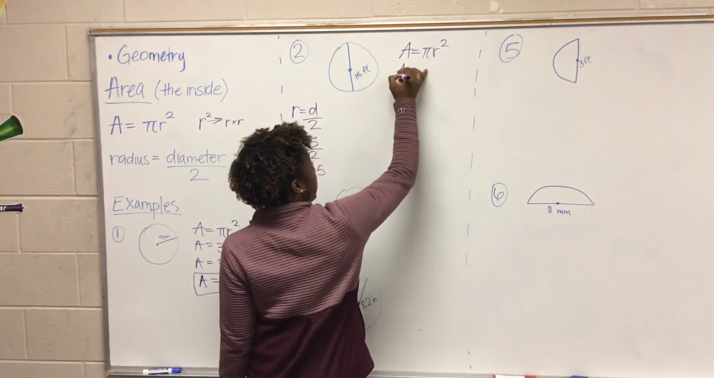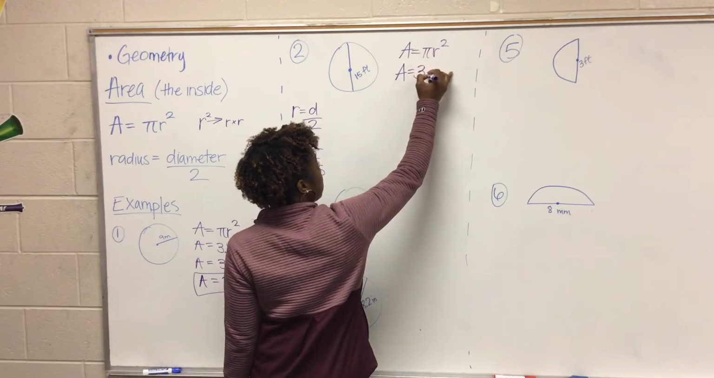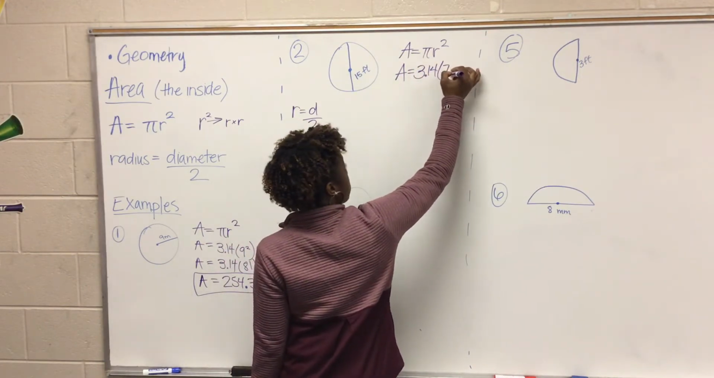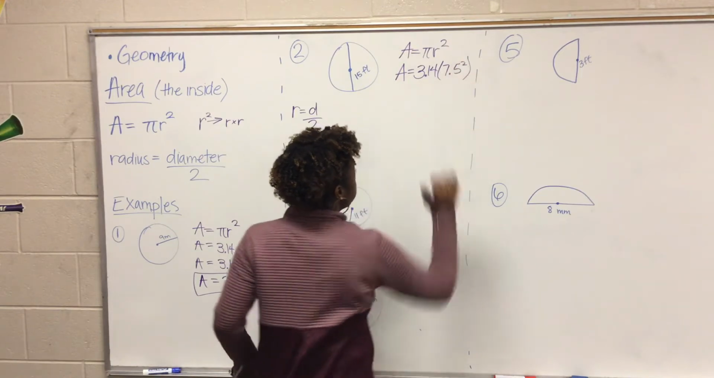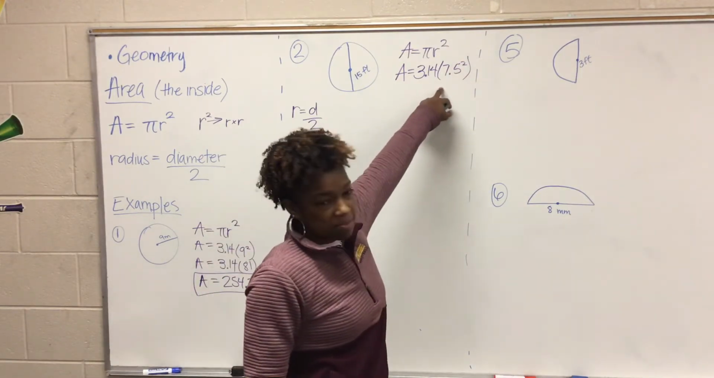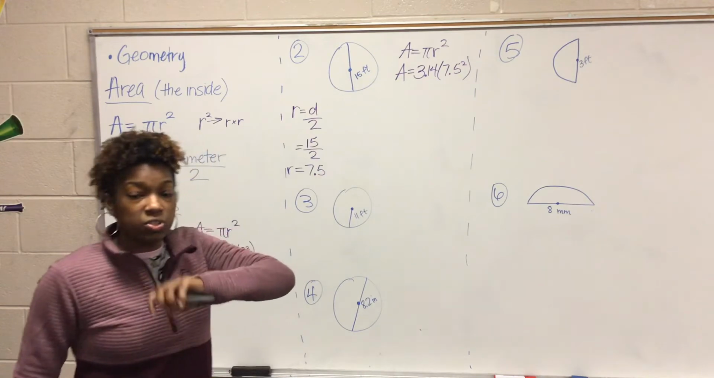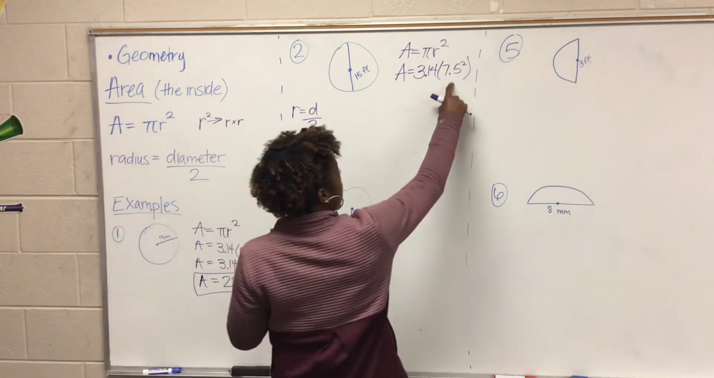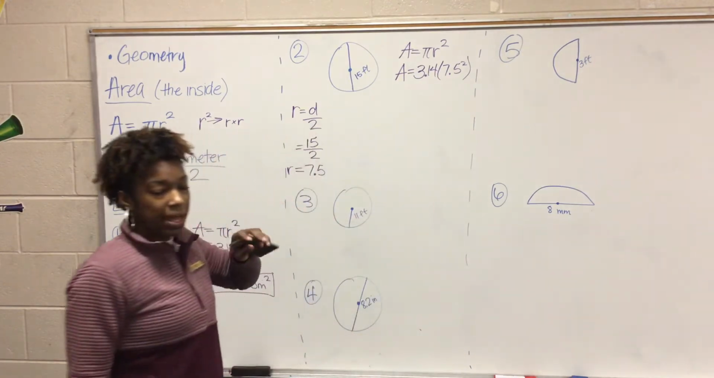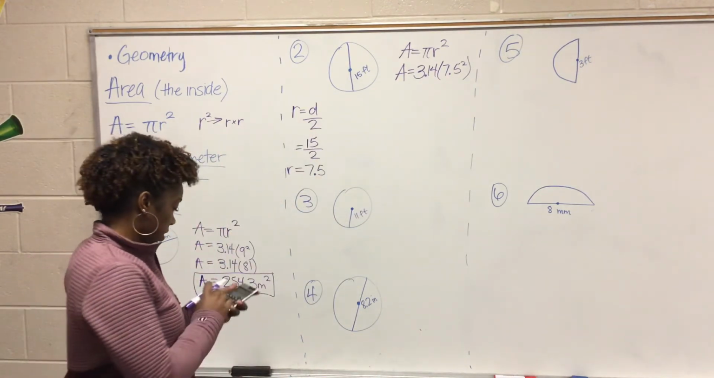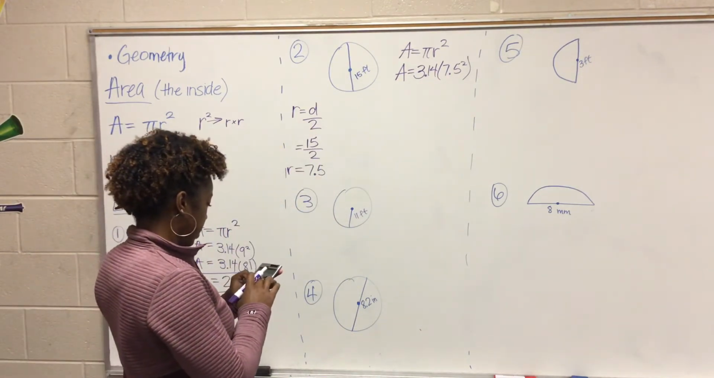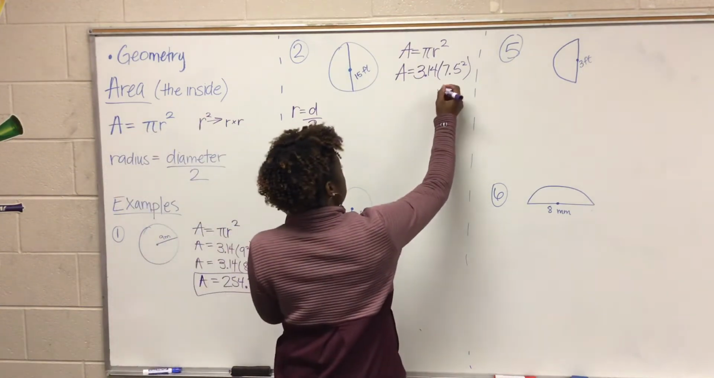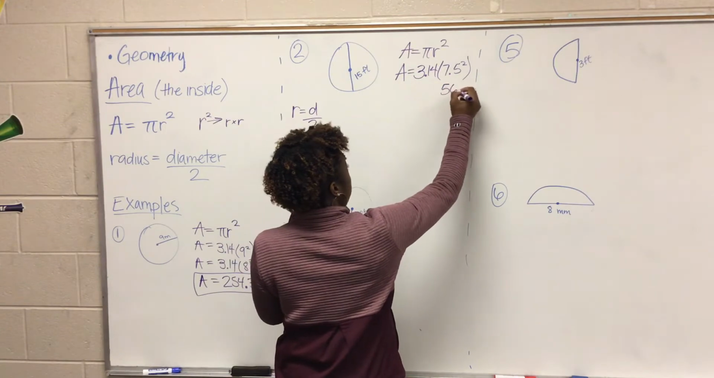Now we get the area equals 3.14 times 7.5 squared. If you do 3.14 times 7.5 and then try to square it, you're going to get the wrong answer. Be sure to square the radius before you multiply anything else. So we do 7.5 times 7.5. That gives us 56.25.